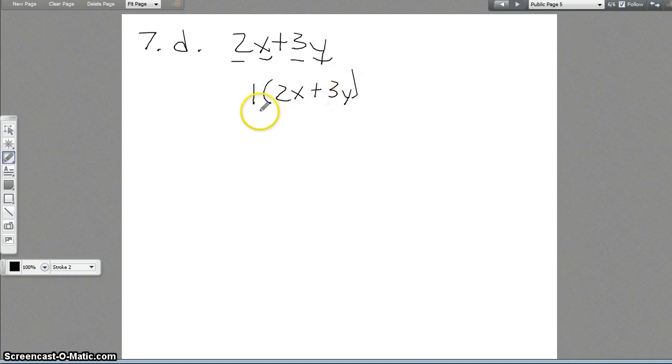We wouldn't just write the 1. It didn't just ask for the greatest common factor. It said to factor it by pulling out the greatest common factor.